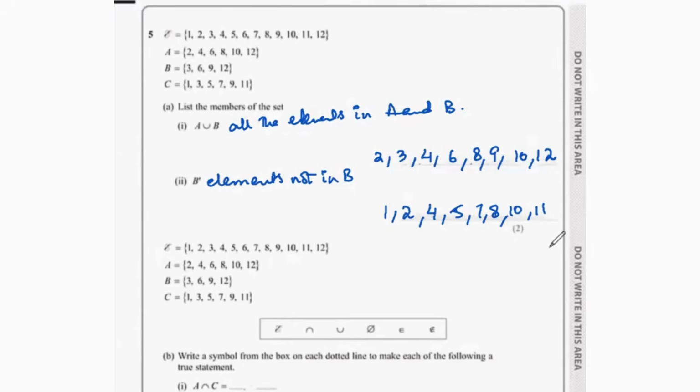All of these elements are not in B. Then we have the same universal set and sets A, B, and C. It's saying, write a symbol from the box on each dotted line to make each of the following a true statement. A intersection C is, so if you look at A and C, there is no intersection because there's no common element. So it's going to be a null set or an empty set. This symbol means empty set or null set.